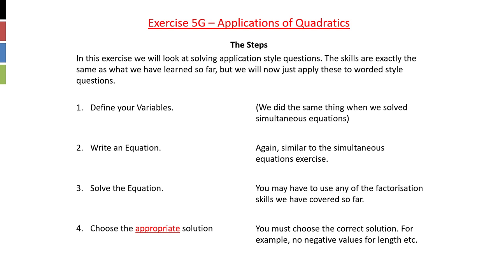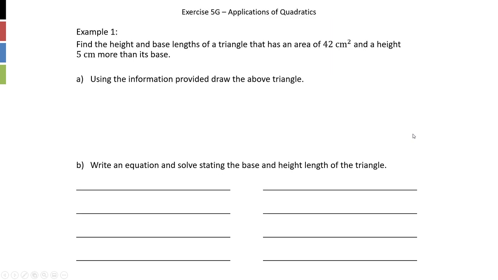So the best way to do these, and I think the best way to teach these, is to just show you a couple of examples. Okay, and you'll see the 4 steps being used. So let's do the first one. Okay. So example 1, find the height and base lengths of a triangle that has an area of 42 centimeters squared and a height of 5 centimeters more than its base.